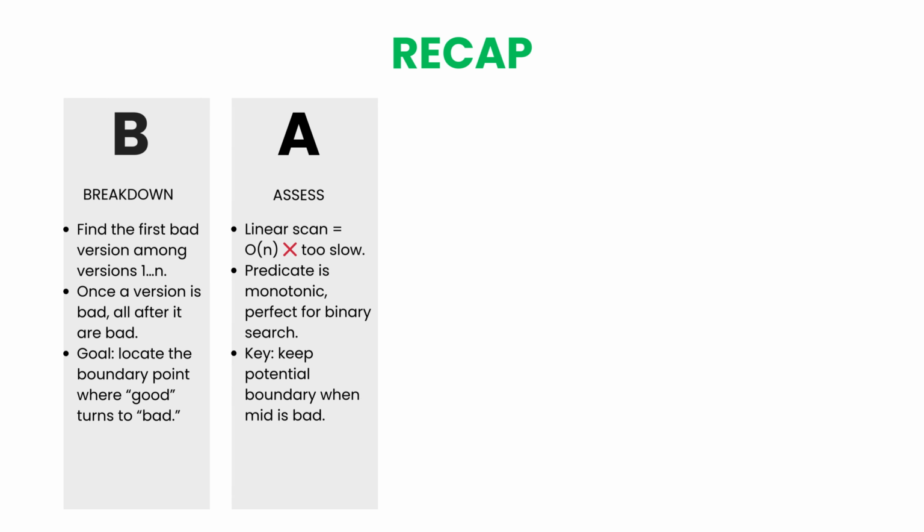Assess recap. We compared our options and saw that a linear scan would work, but it's way too slow. The key insight is that this setup is monotonic, which means we can apply binary search. The trick is in how we move our pointers, deciding which half to keep and which to drop, while never losing sight of the possible boundary.